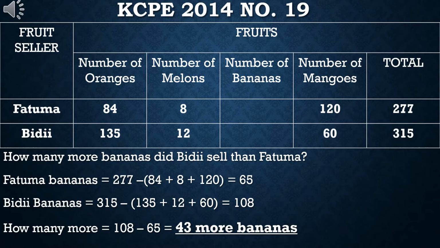Bidi we do the same. We get the oranges, which are the 135 plus 12 melons plus 60 mangoes, put them together, then subtract from the total 315. We get 108 bananas. So we now know the bananas for Fatuma and Bidi. So how many more? We subtract to get the difference: 108 minus 65 to get 43 more bananas.